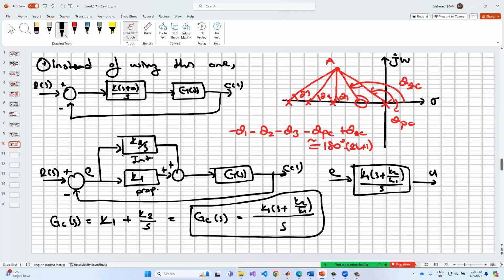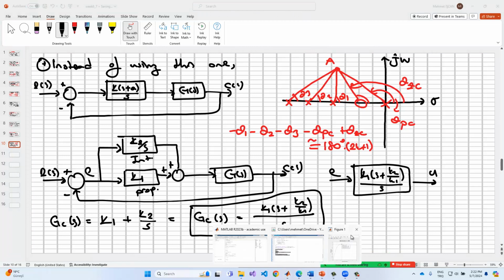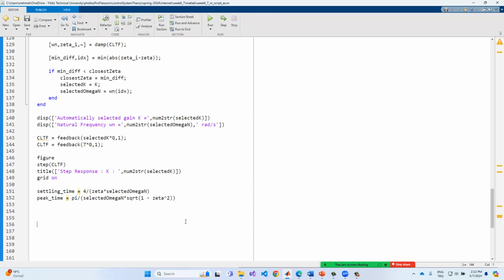This is the integral form of these nominations. Okay? Any question about this? Bilge? Okay. We need to turn to MATLAB, right? Because we can use it.